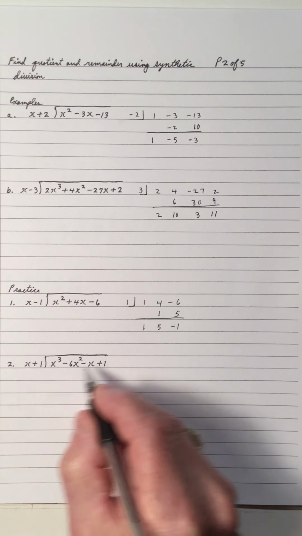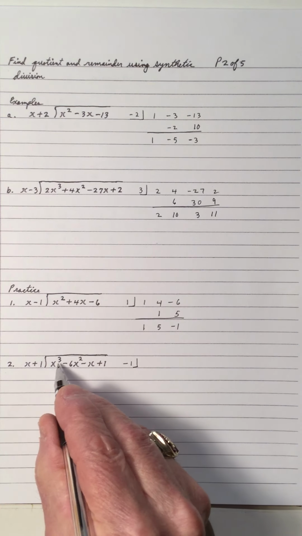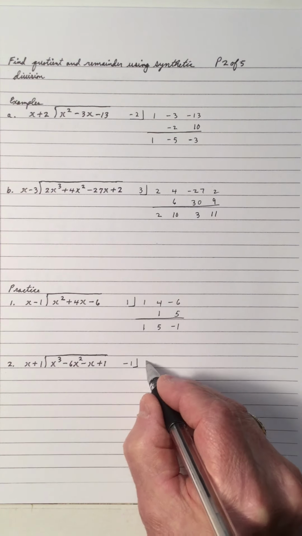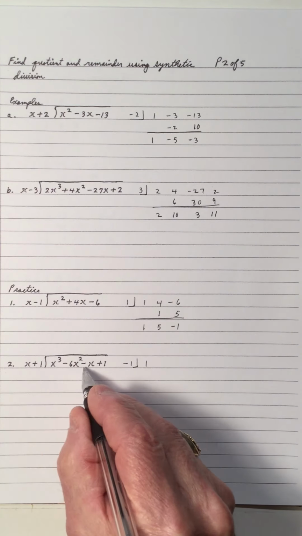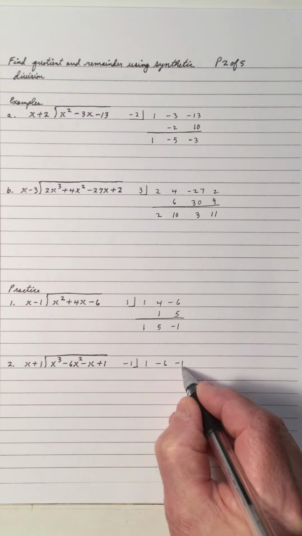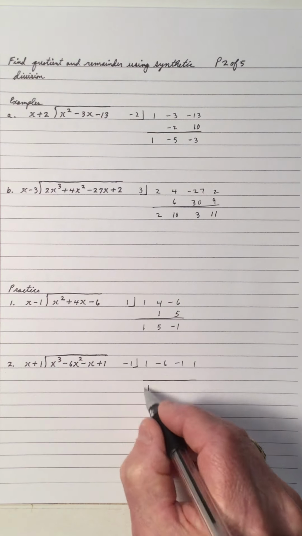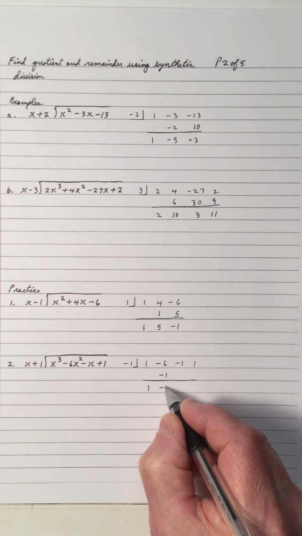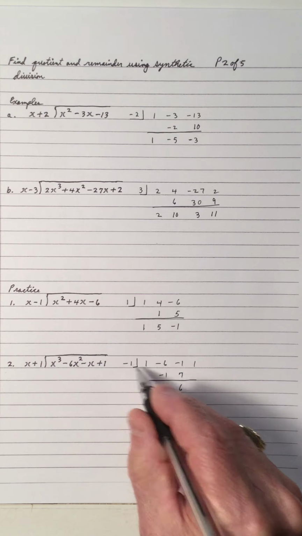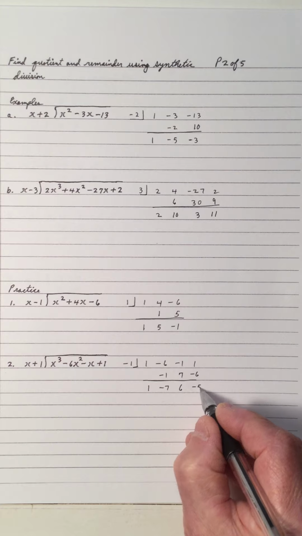And again, we're dividing by x plus 1, so the opposite is negative 1. Make sure it's in descending order: x cubed, x squared, x, constant, so it's a 1, negative 6, negative 1, 1. Draw a line, bring down your 1, multiply, negative 1, add, negative 7, multiply, 7, add, 6, multiply, negative 1 times 6 is negative 6, add is negative 5.